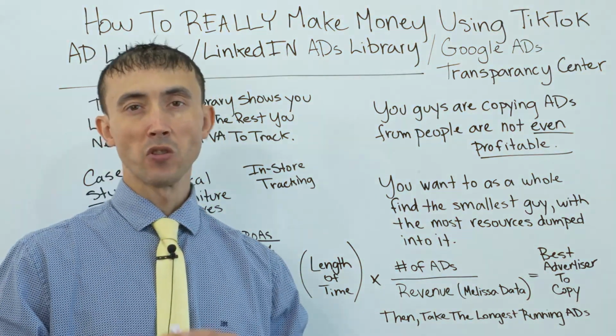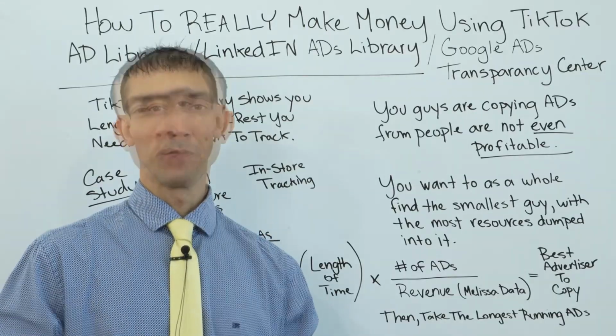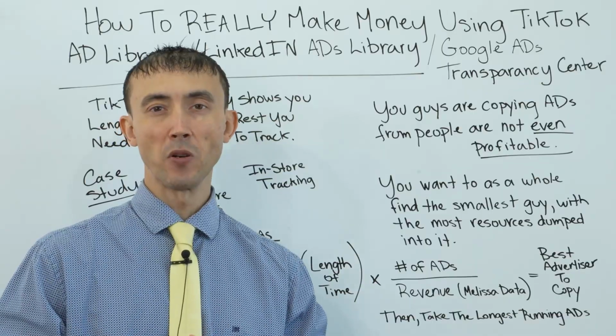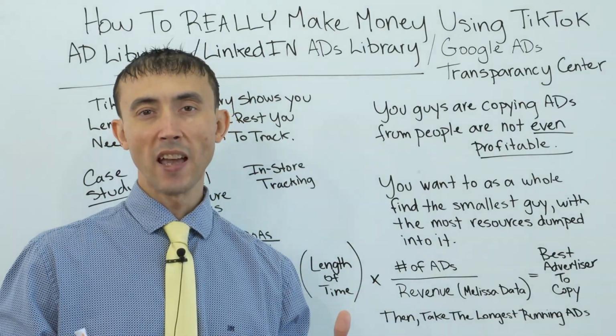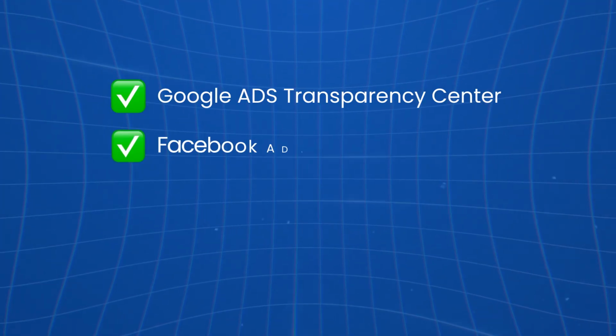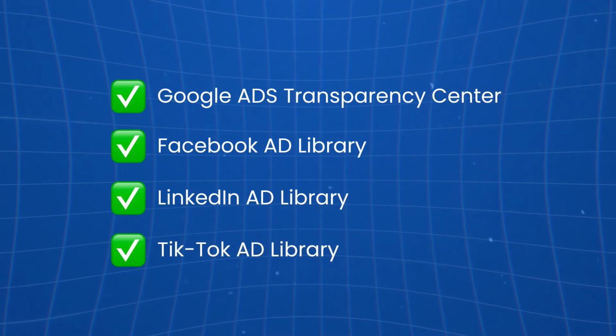Whereas with search campaigns, typical text ads, shopping ads, stuff like that, it's pretty easy to see what's going on by doing a Google search or using tools like SpyFu, SEMrush, that kind of thing. When you're running display ads, the Google Ads Transparency Center, Facebook ad library, LinkedIn ad library, TikTok ad library are the places to go to find out what your competitors are doing so you can copy them in essence.